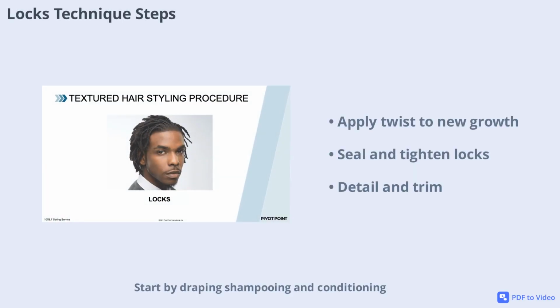Start by draping, shampooing, and conditioning, then replace the towel with a neck strip and apply hair oil. Section the hair, spray new growth with water, and part according to the size of existing locks. Apply the twist technique to new growth, twist quickly and continuously, roll to seal and tight, secure with a clip, trim and refine along the hairline, place the client under a hood dryer, and detail or trim loose hairs.